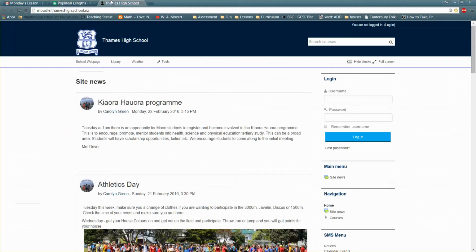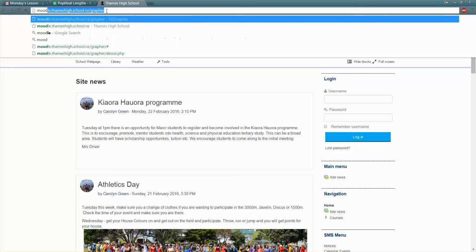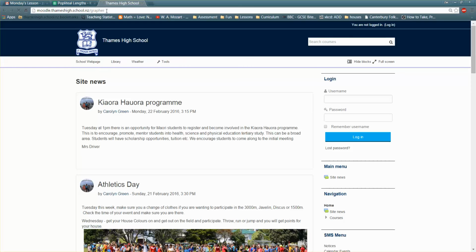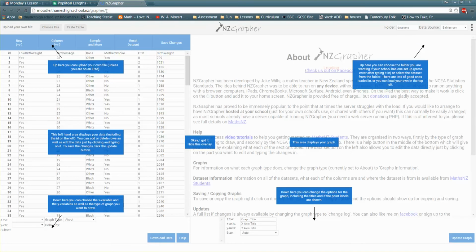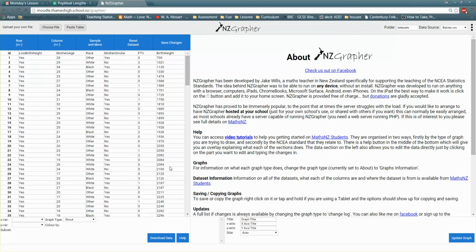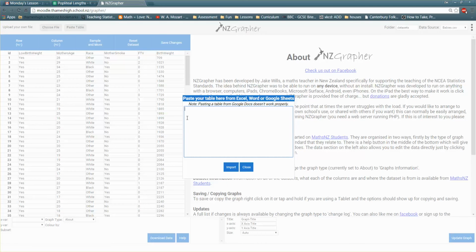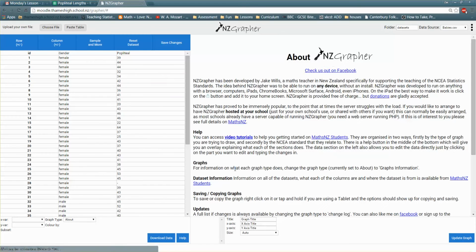Okay, then open up another tab, and the website you're going to go to is moodle.thameshigh.school.nz/grapher. And here's the tool that we're going to use. This is going to do an instant confidence interval. Okay, so we've got that, hide that, paste table, Control V to paste it in there, and import our data, and here we go.